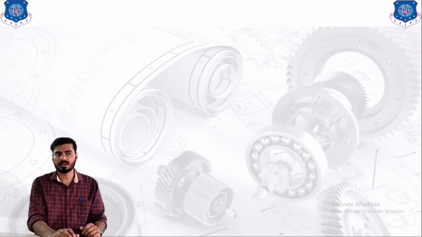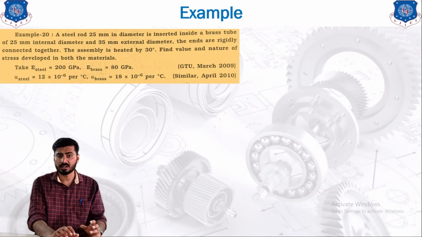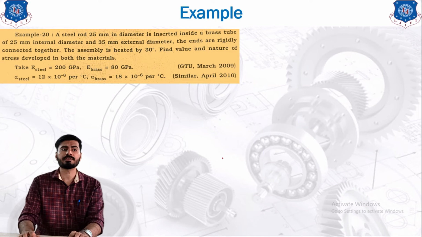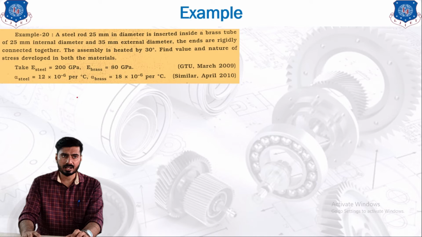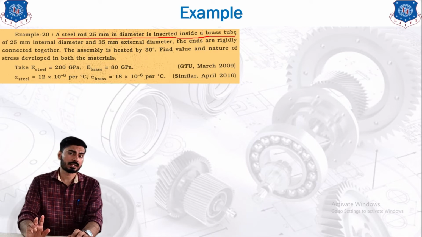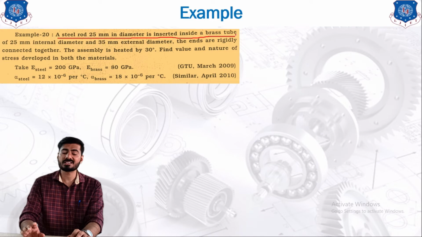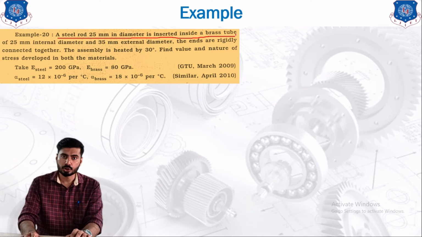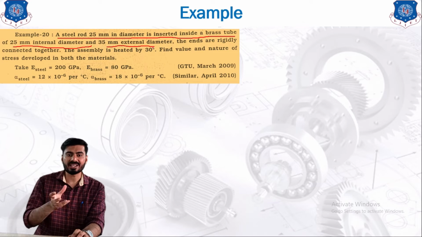Let's get started with the first example. The given data of the example is shown on your screen, where you will see that a steel rod of 25 mm diameter is inserted inside a brass tube. So there are two different materials. The first one is the steel rod which is inserted into the brass tube. Now the brass tube has 25 mm internal diameter and 35 mm external diameter. So the tube is hollow.